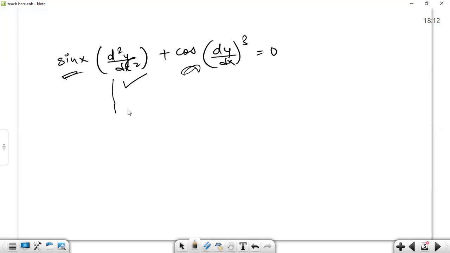So these are not independent. The polynomial is not in the form of derivatives freely, independently. They are attached to these trigonometric functions. So here we will not be able to find out the degree. Degree will be not defined. But if we have to find out the order of this differential equation, what is the highest order derivative in this differential equation?